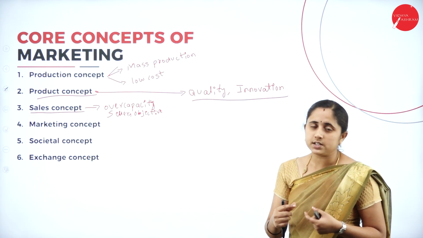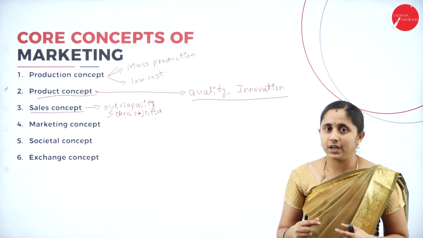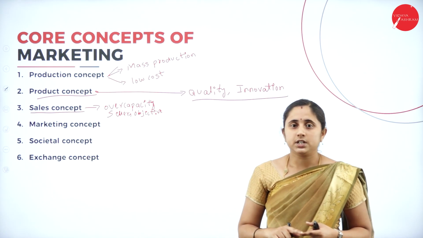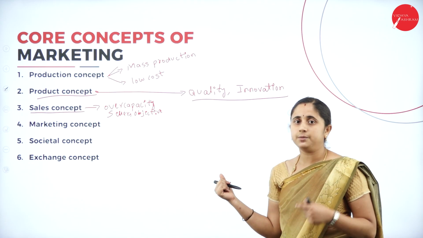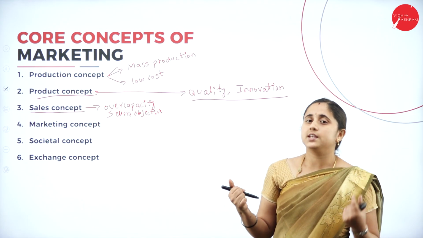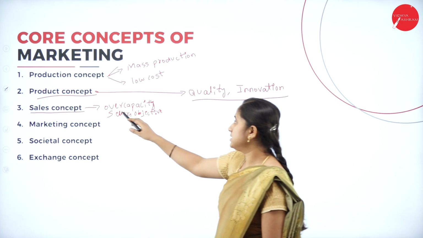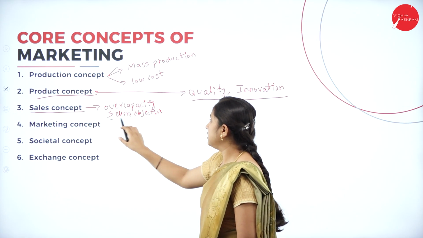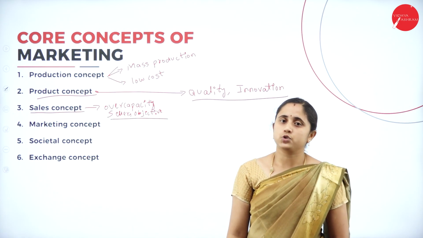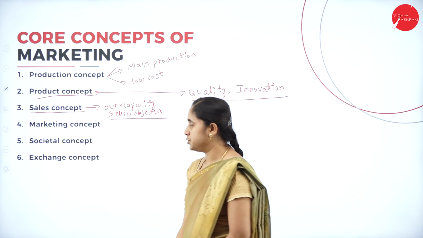They have a capacity for selling what they make. So, the overcapacity of the company helps in selling their product, or selling what they make. This says they have an overcapacity and they give importance to the seller's objective rather than the buyer's objective.